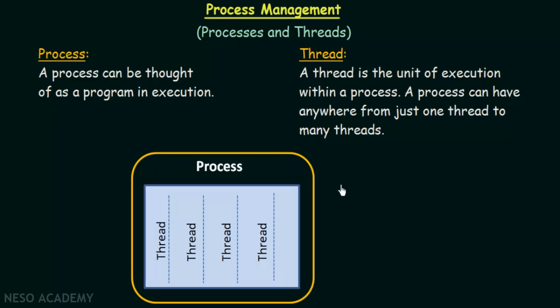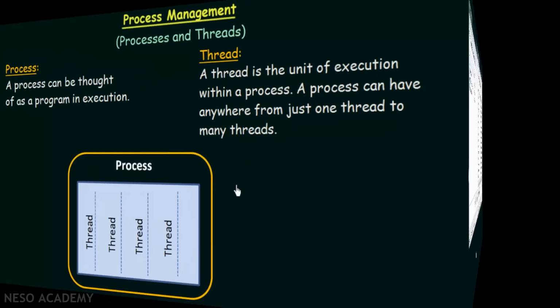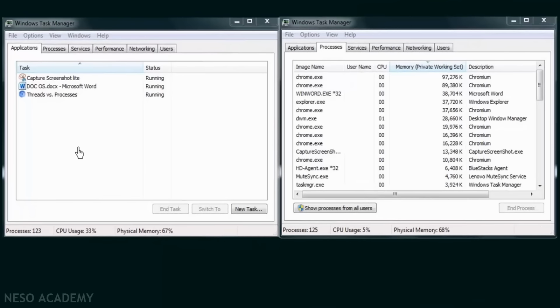Now if you want to see the processes which are in execution in your system, you can see them using your Task Manager in Windows. You can open up the Task Manager and see which programs are loaded and which processes are executing. Let me show you an example of that.